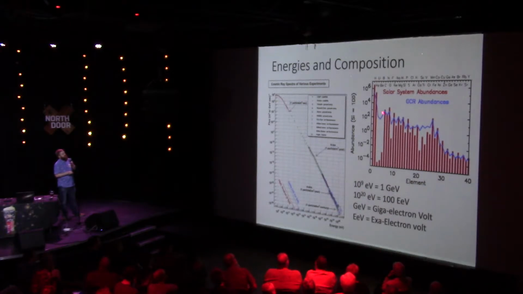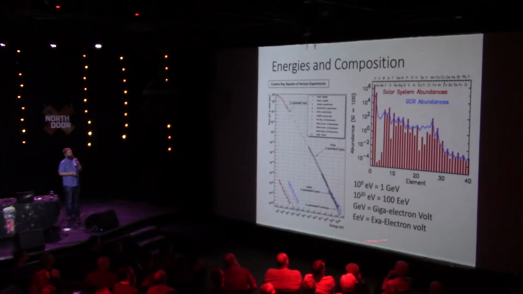So the blue here shows what the cosmic rays seem to be made out of, and this is in part due to some ground-based observations and also observations in space-based instruments on ISS and Voyager. This red is what we think basically the solar system abundances are like. So this is the abundances of these atoms in our sun. And there are some big differences.